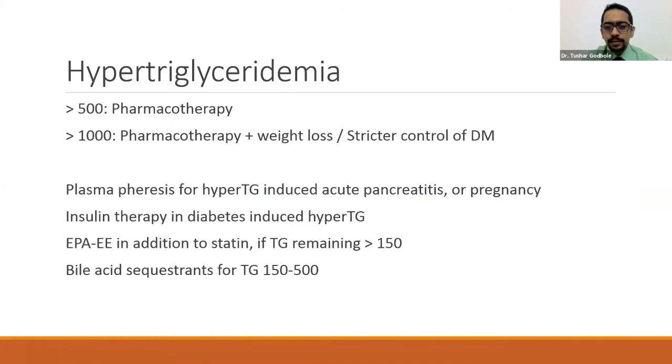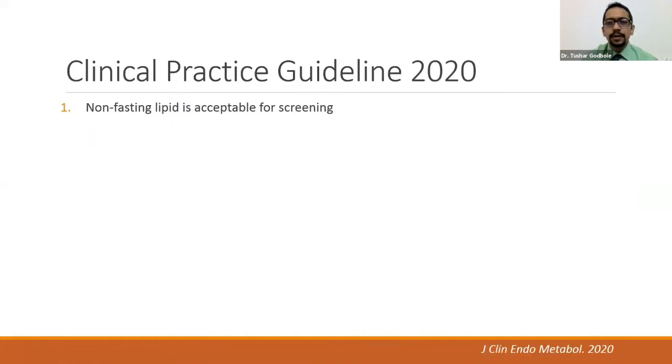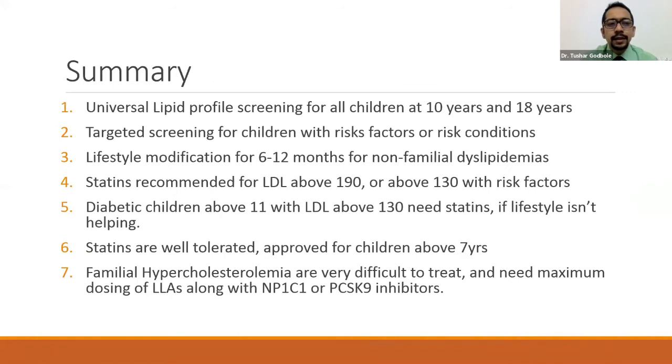So this brings me to the last part of my presentation, where I'm summarizing my talk in just 7 points for you. Universal lipid profile screening for all children on their 10th birthday and 18th birthday is recommended. Targeted screening for children with risk factors or risk conditions, and we have seen what those risk conditions are already. Lifestyle modification for 6 to 12 months for non-familial dyslipidemias needs to be considered before starting statins.